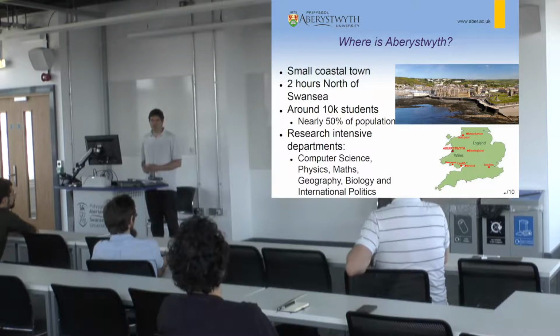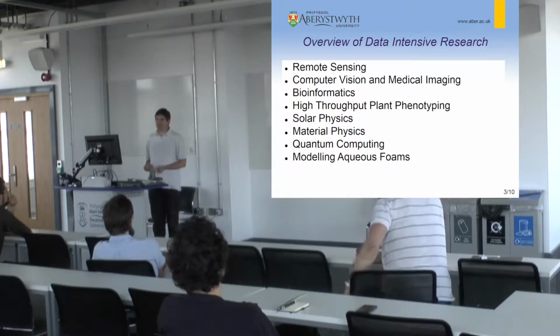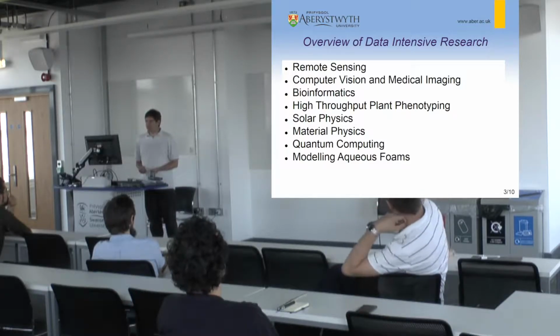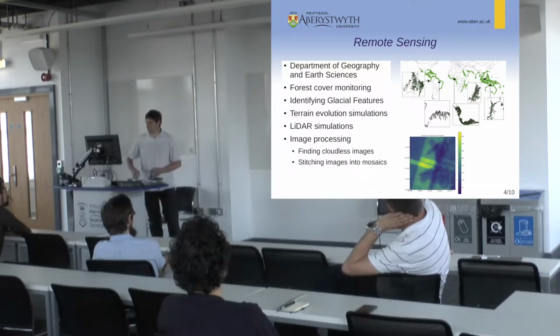And our main research departments are in computer science, physics, maths, geography, biology, and actually international politics, but they haven't done much on computing yet. So just going through the areas that we do, we've got a lot of people in geography doing remote sensing. In computer science, there's a lot of computer vision. There's an awful lot of bioinformatics going on, and related to that is the high throughput plant phenotyping. And then within physics, there are several areas, although their computational needs are a bit smaller. And finally, in the maths department, there is a group modelling aqueous phases.